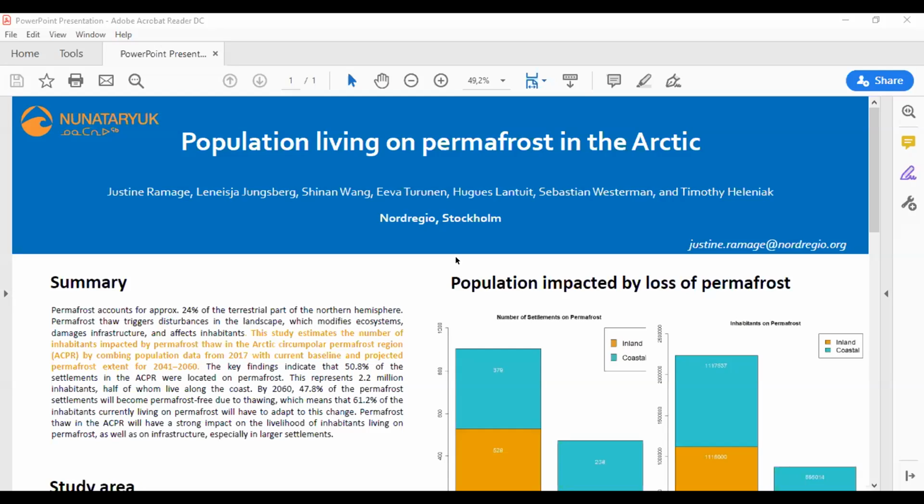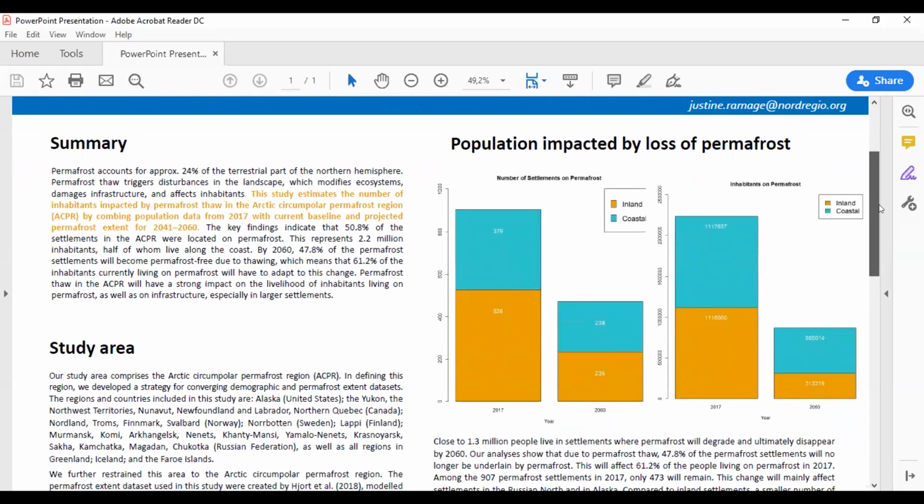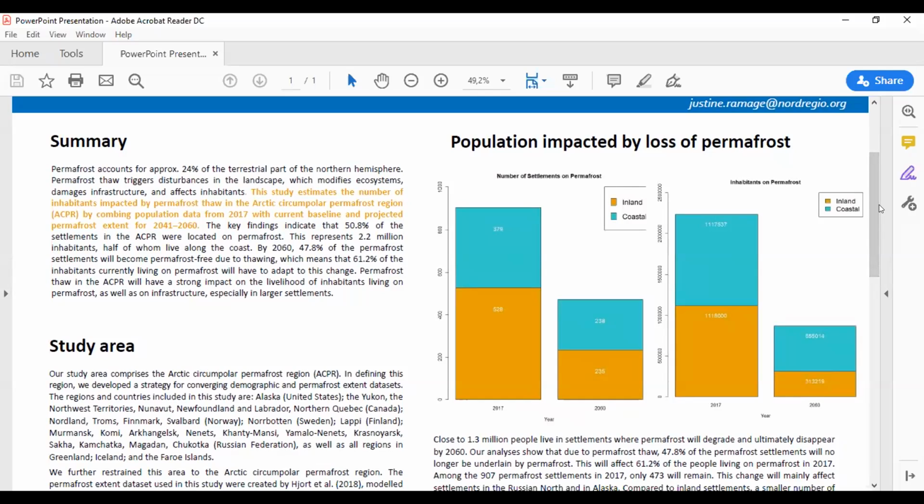So we combined different data sets, mostly population data sets and also permafrost extent data sets based on models showing the permafrost extent for the year 2014 and also the future permafrost extent for the year 2060. What we find is that half of the settlements in the Arctic are located on permafrost, and there are more than 2 million inhabitants living on permafrost.